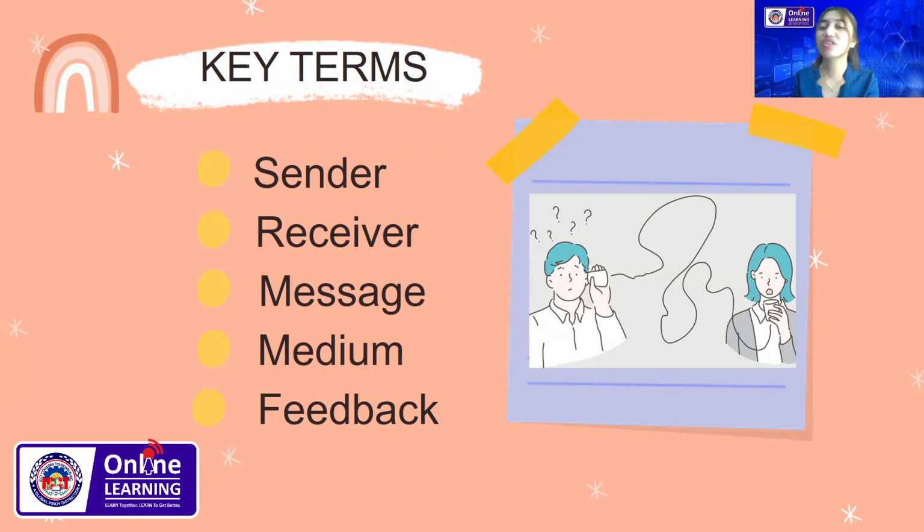Okay, when we say message, it's the content of information. So for today, our message is about Chapter 1, Basic Concepts in Communication. We do also have medium, just like what we've discussed earlier. When we say medium, these are the means or tools that you are using in order to receive or transmit the message. When we say feedback, it determines if the message has been successfully transmitted, received, and understood. Okay, so these are the terms that you need to remember in Chapter 1, Basic Concepts in Communication.